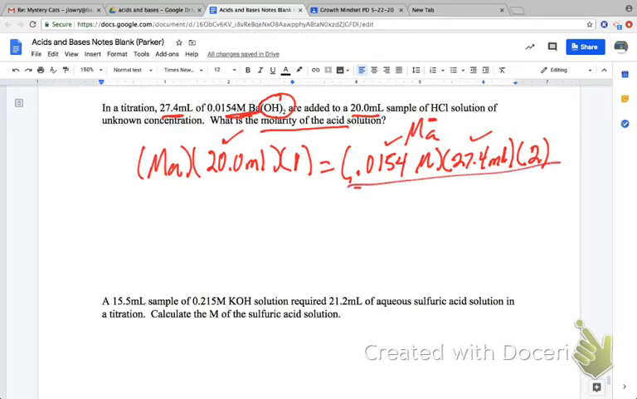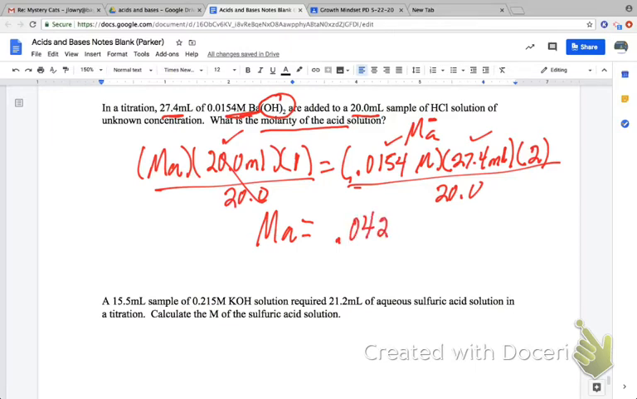So I'm going to divide this side by 20. And this side by 20. And then I end up getting MA equal to 0.0422 molar.